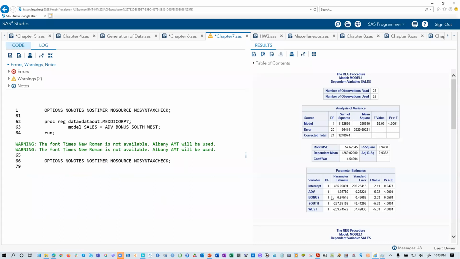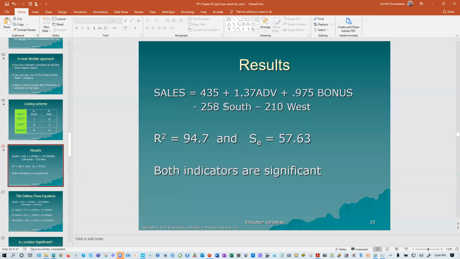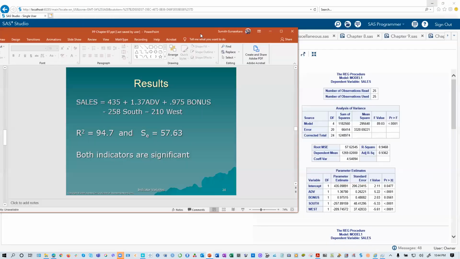B0, B1, B2, B3, B4. All the values are over here. That's the one they have set up over here. See, plugging in here, 435, 1.970, 258, 210. Plug in over here.